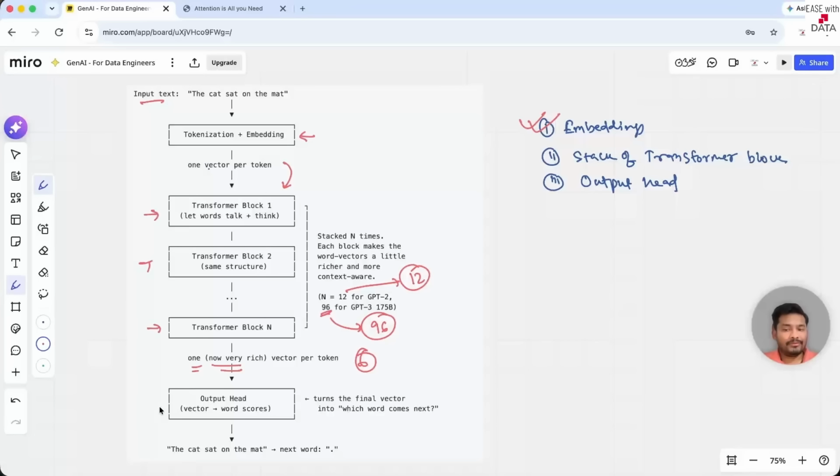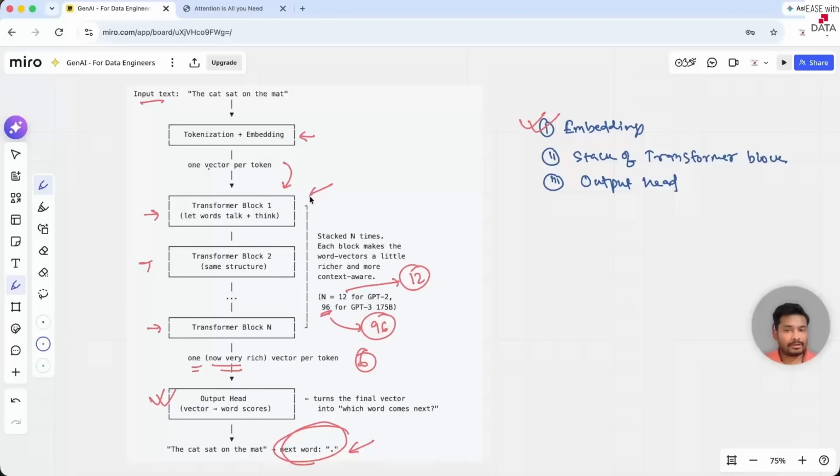And then that would be fed into an output head, which would convert those vectors into word scores, and then it would allow us to predict our next word, which is dot. So the output head would convert the last vector into scores, and those scores would help us determine the probability, which would give us our next token. So this is how the whole flow would work.